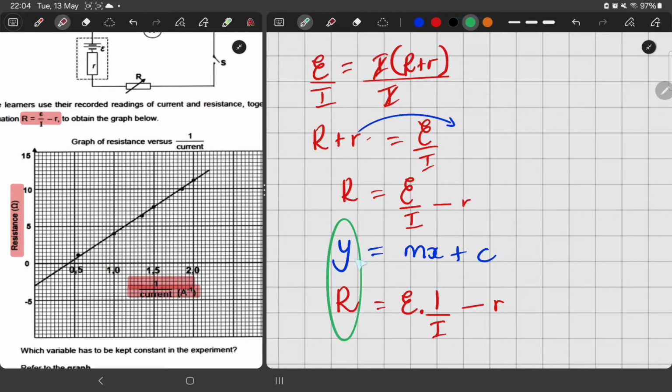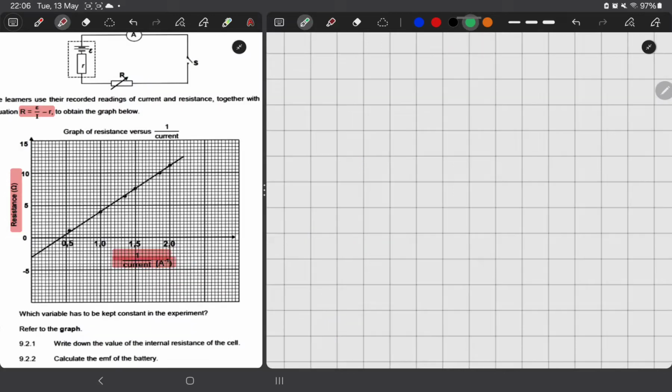For instance, my y is now resistance, and this is what I'm seeing on the graph, so I'm happy with that. And then that means my x-axis would be the inverse of current. There it is, and I'm also happy with that. So that leaves me with our constant being the internal resistance, and I will answer these questions starting with 9.1.